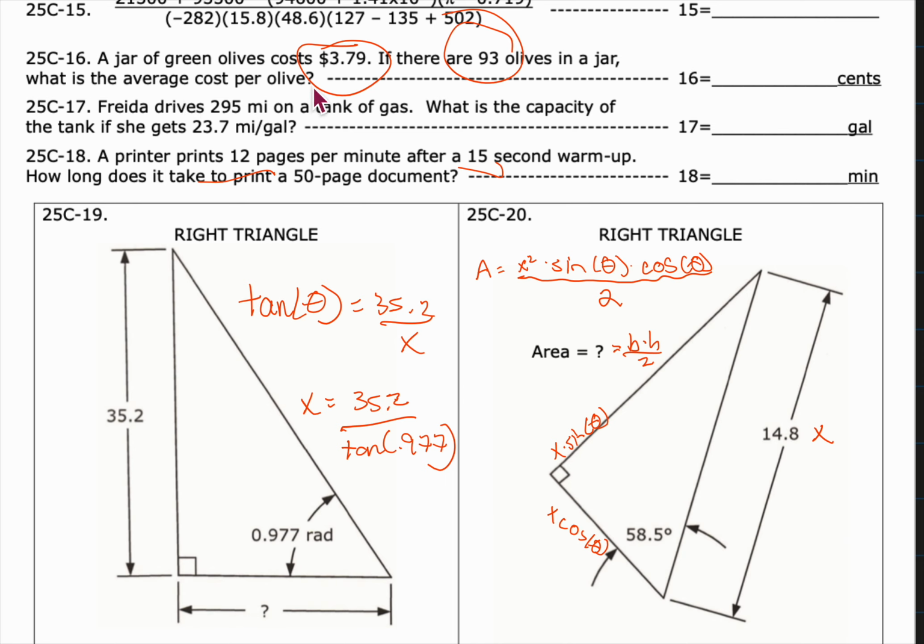Number 16, they tell us a jar of green olives costs $3.79. Turns out there's 93 olives in that jar. How much does it cost per olive? So you take that price and you divide by the 93 olives, right? But you look at the question and you check the units.